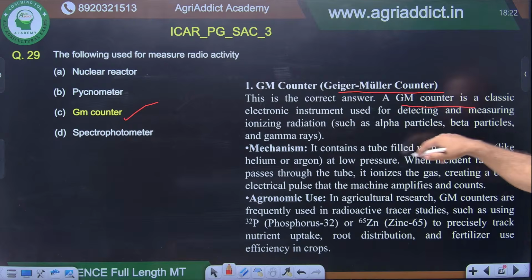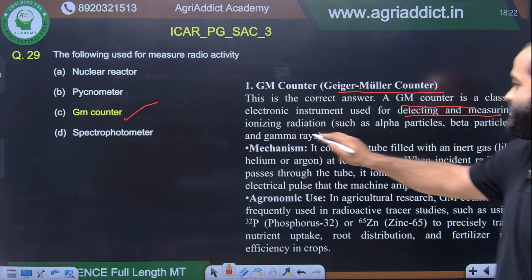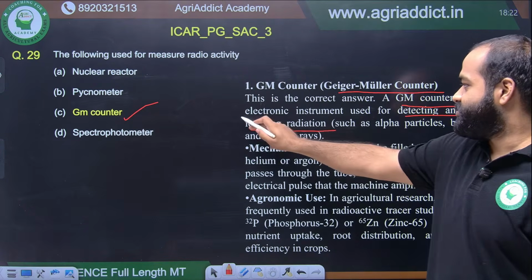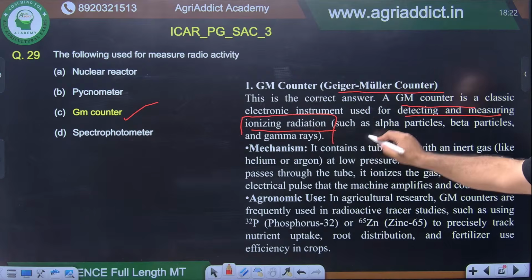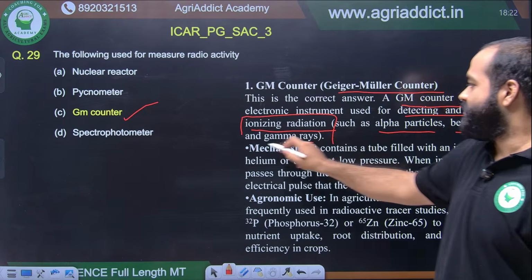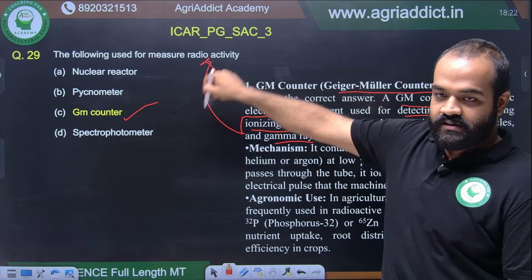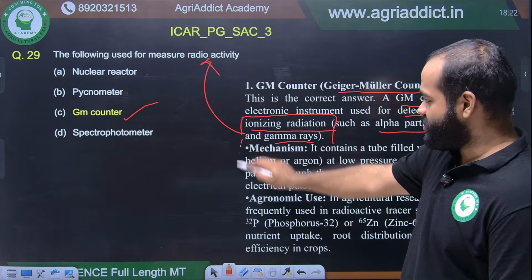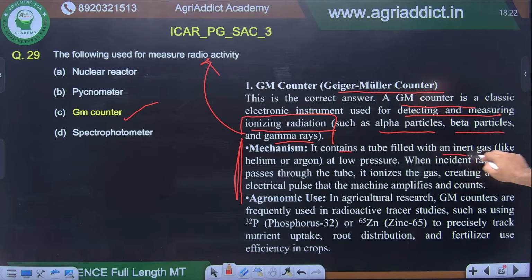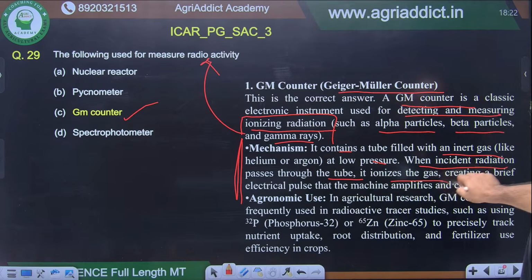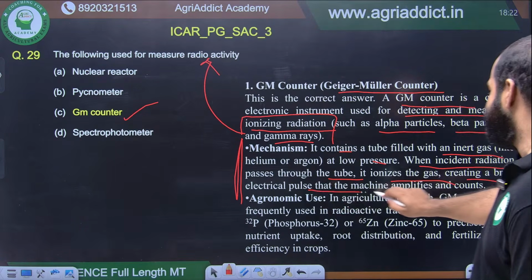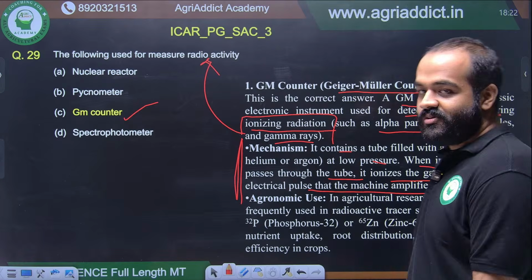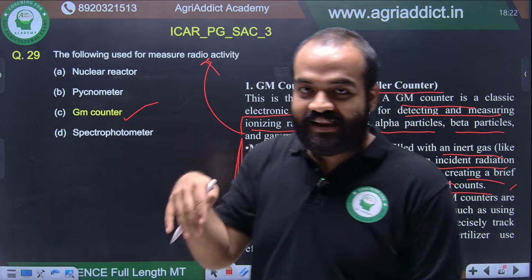GM counter is a classic electronic instrument used for detecting and measuring ionizing radiation. This you should know. It can only measure ionizing radiation such as alpha particle, beta particle and gamma rays, which is nothing but radioactivity. Geiger-Müller, yes, you are correct. Look at its mechanism very briefly, in one line. It contains a tube filled with an inert gas at low pressure. When incident radiation passes through the tube, it ionizes the gas, creating a brief electrical pulse that the machine amplifies and counts. That is called an avalanche of electrons.